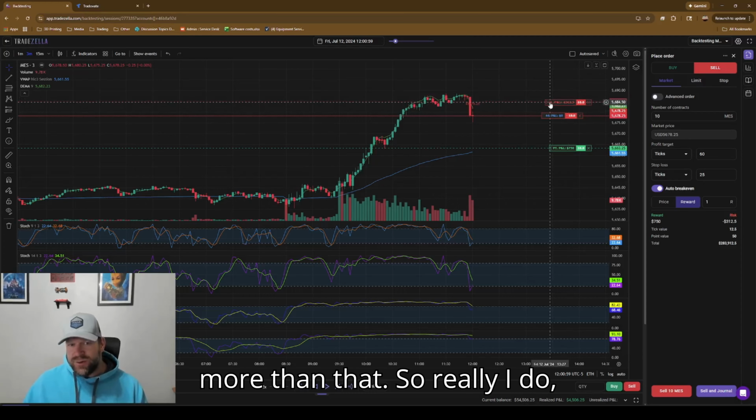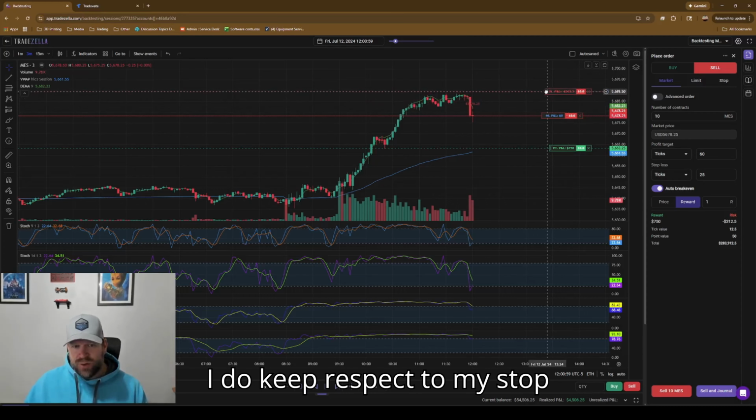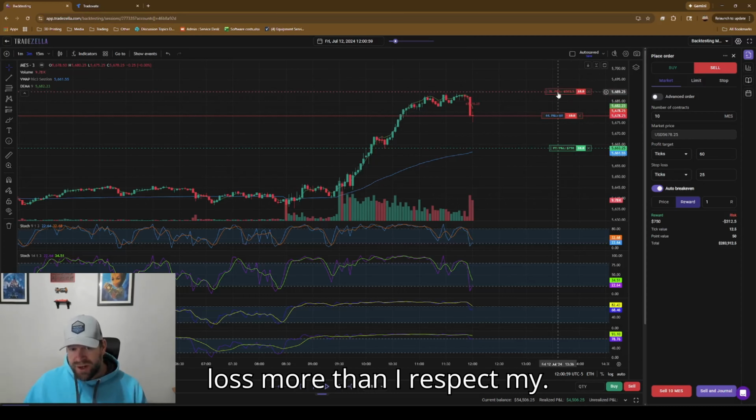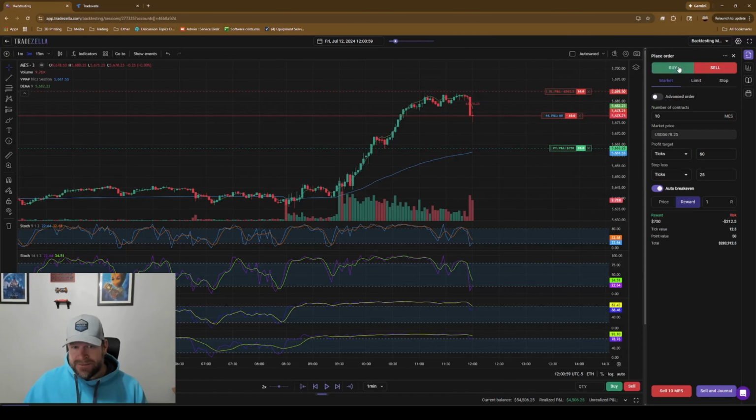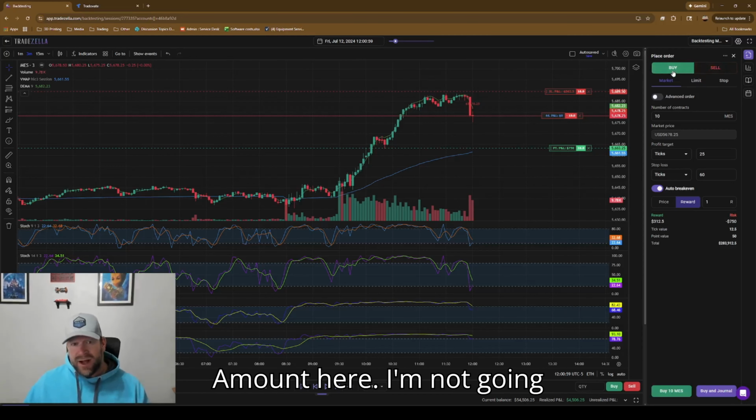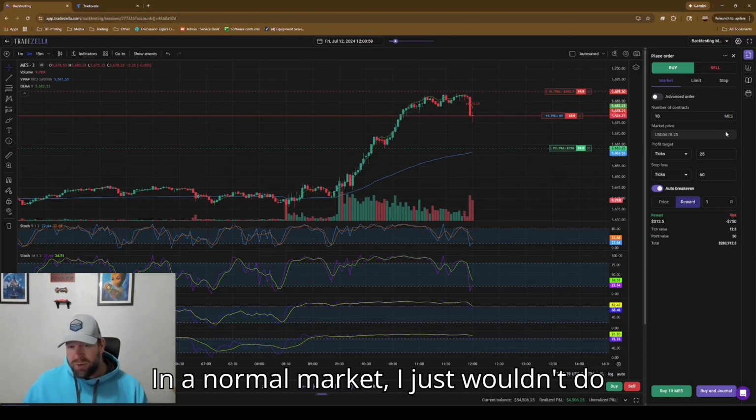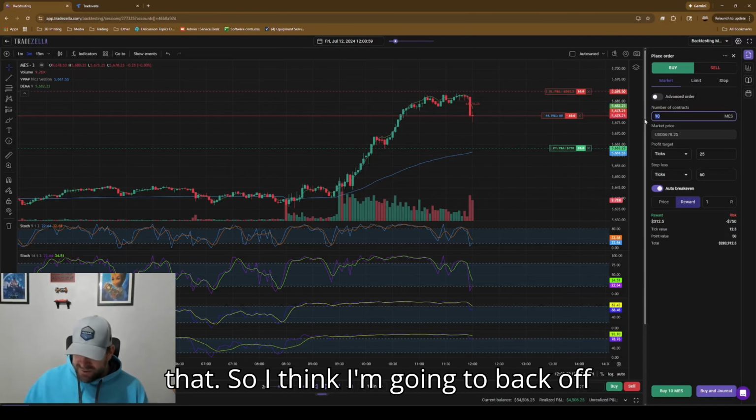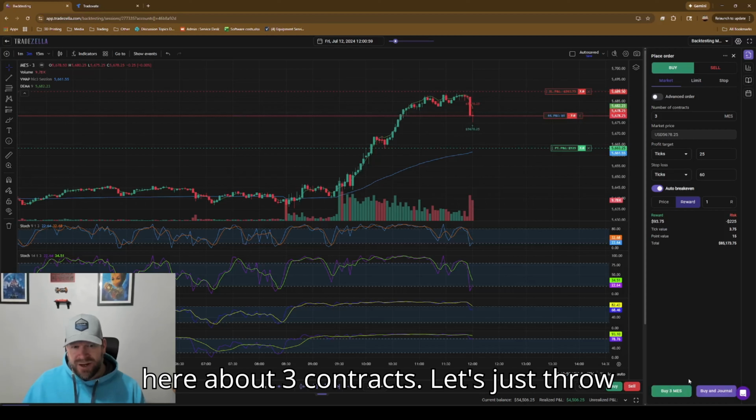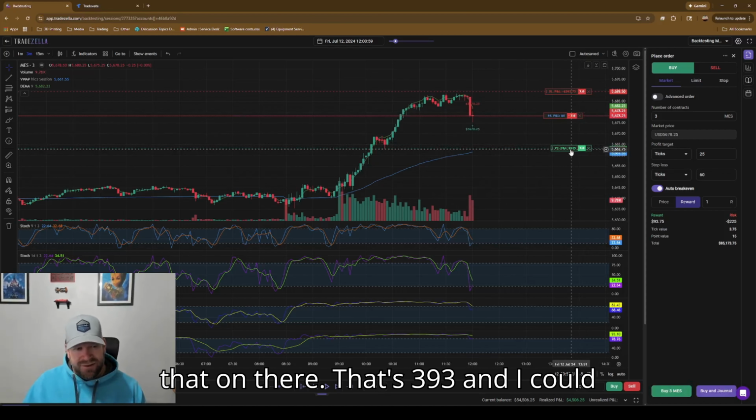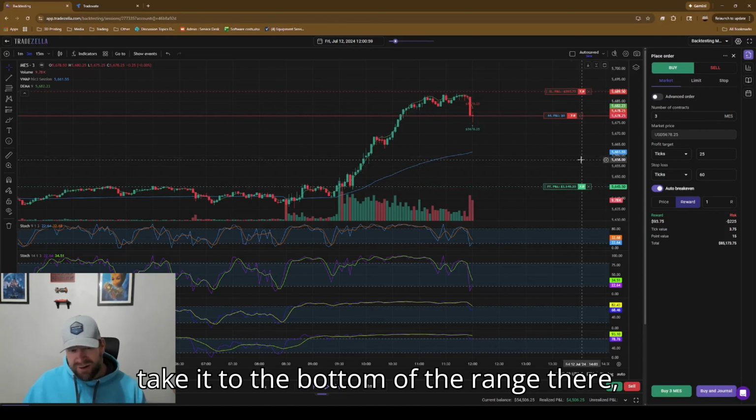So really, I do keep respect to my stop loss more than I respect my amount here. I'm not going to risk $562 in a normal market. I just wouldn't do that. So I think I'm going to back off here about 3 contracts. Let's just throw that on there. That's 393, and I could take it to the bottom of the range there, $1,100.